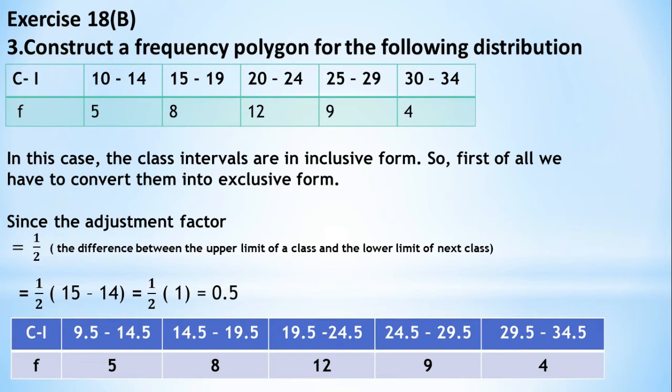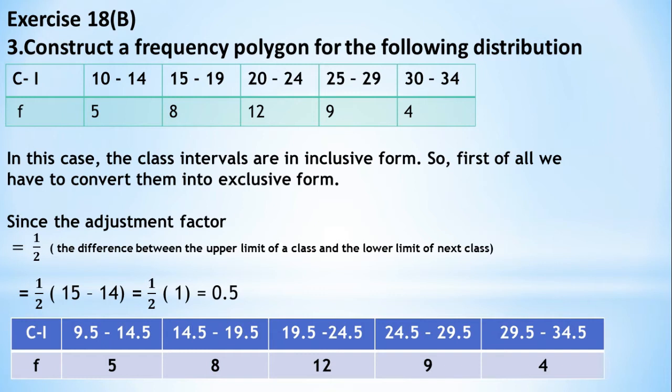In question number 3, it is said to construct a frequency polygon for the following distribution. If you observe the given frequency distribution, it is in inclusive form. That means 10 to 14. The 14 is the upper limit of the first class interval. The second class interval is 15 to 19. The upper limit and lower limit will not coincide with each other. Hence, this type of frequency distribution we call inclusive form.